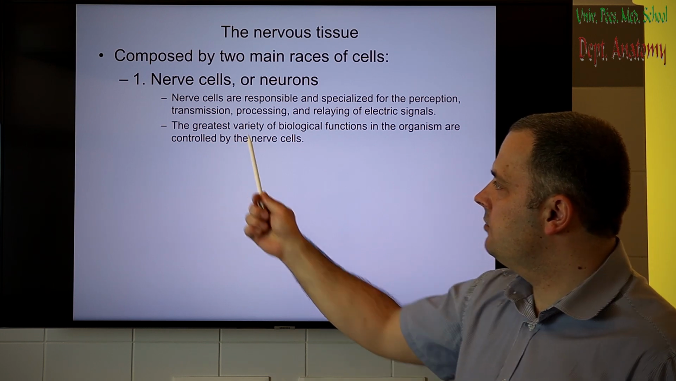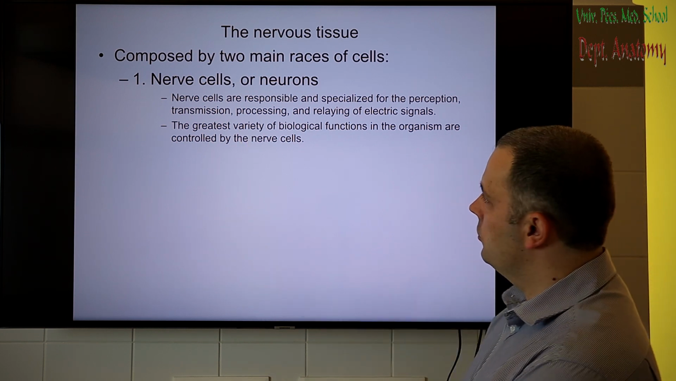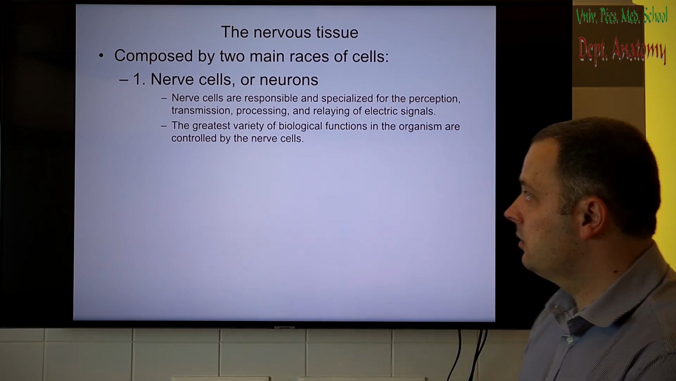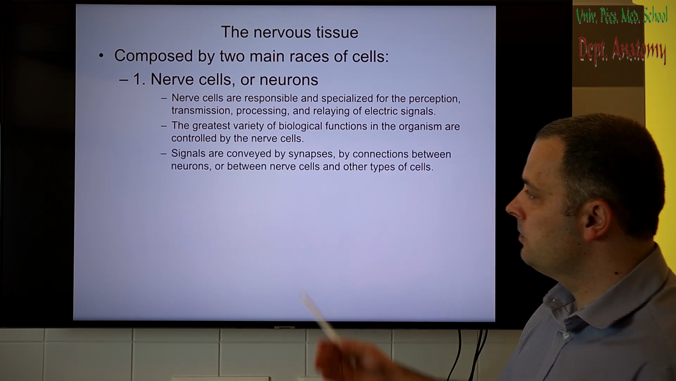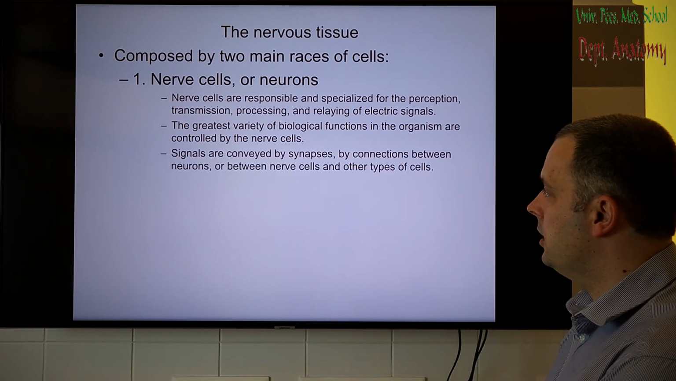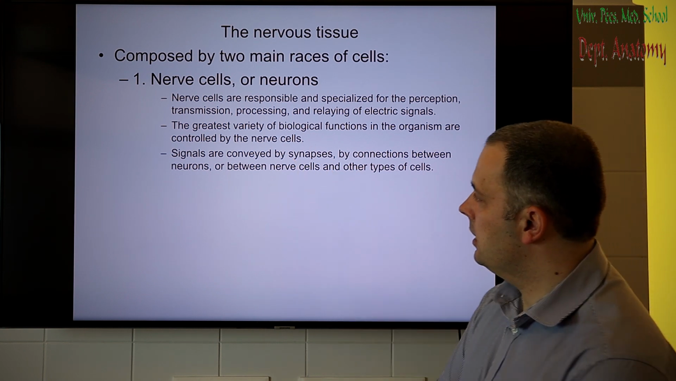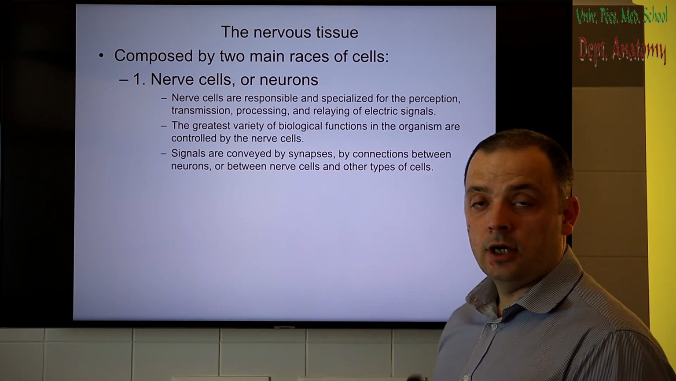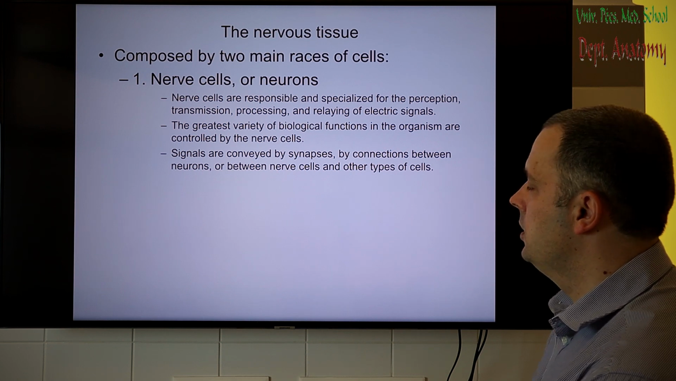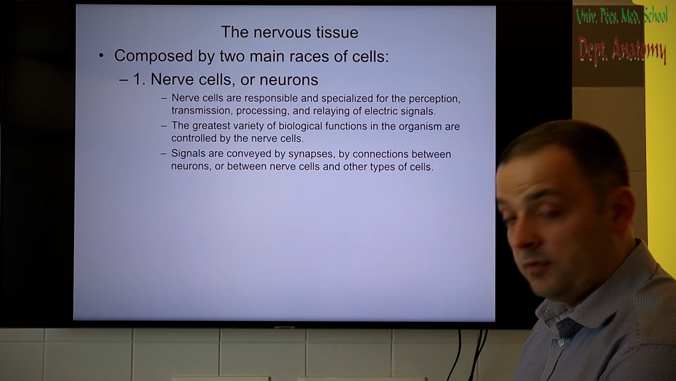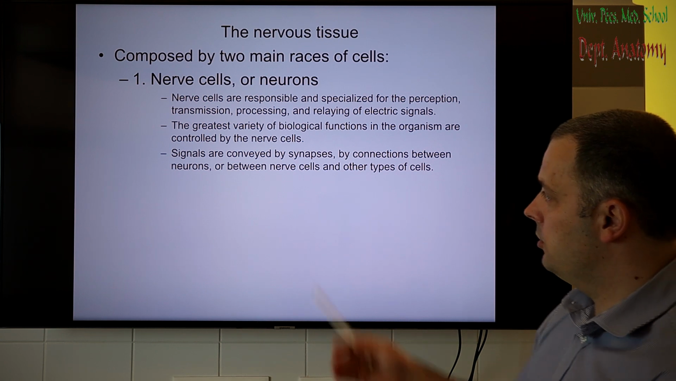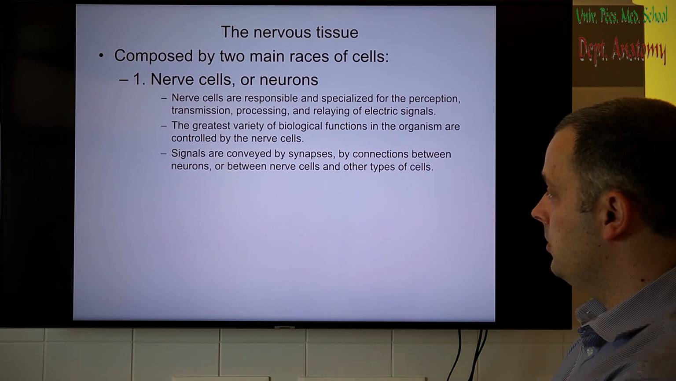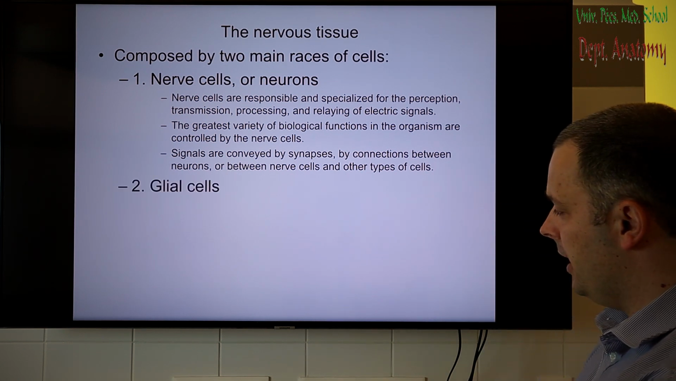Therefore, the greatest variety of biological functions are controlled by the nerve cells. This is why the nervous tissue is the most important regulator of the human body. Nerve cells communicate with each other. This communication goes through synapses most of the times, and not only the nerve cells with each other, but even with other kinds of tissues, with muscles, for instance, or with glands. The nervous tissue can communicate. About synapses, you will hear lectures in the neuroanatomy series of lectures.